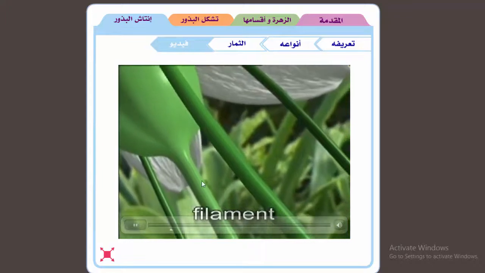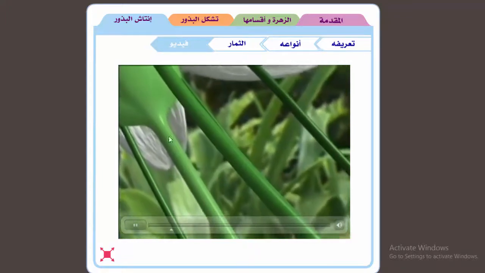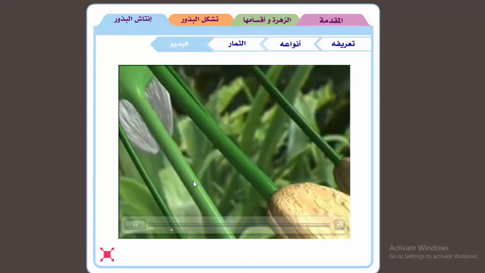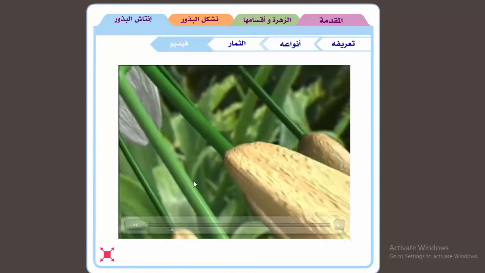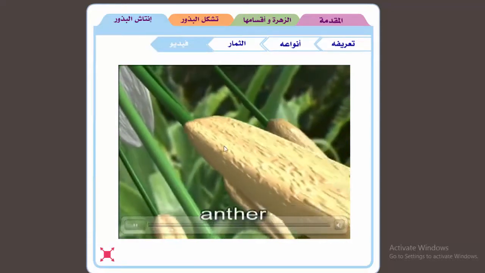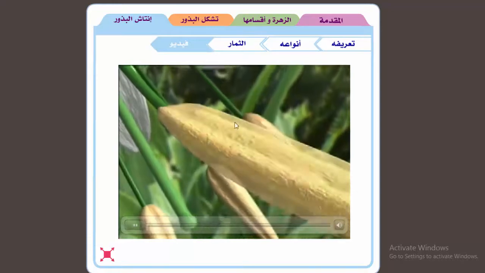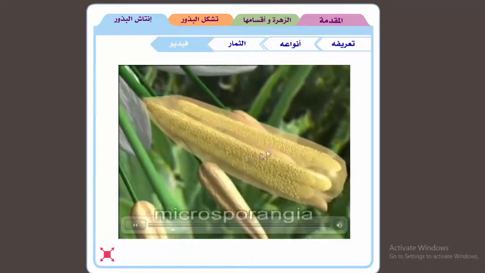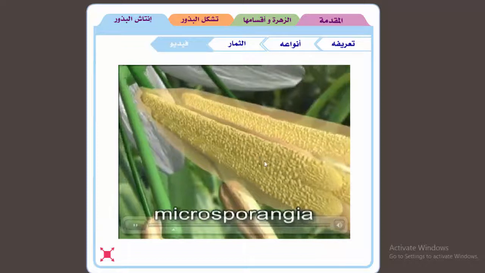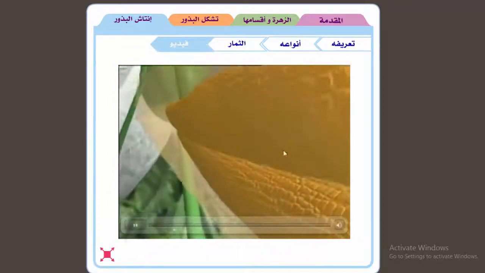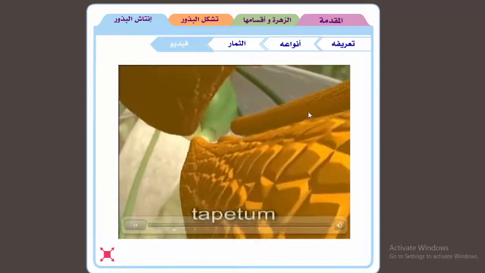The enlarged sac at the tip of the filament is called the anther. Inside the anther there are 4 microsporangia. Each microsporangium is nourished by a layer of surrounding cells called the tapetum.